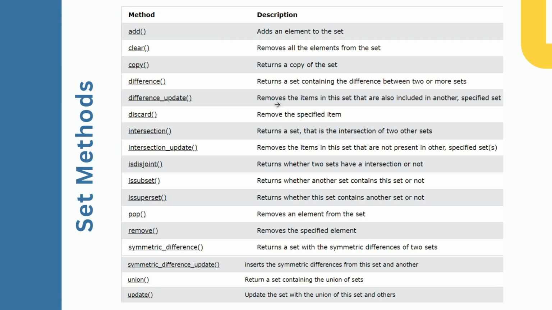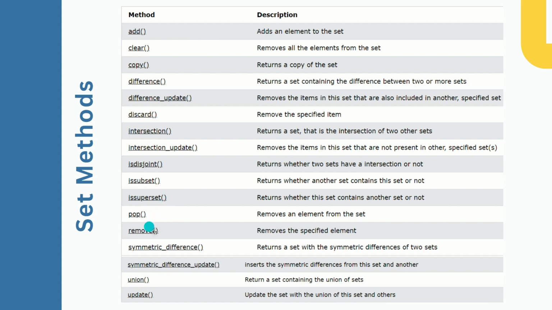Now set methods. So we saw the add method. The clear method will remove all the elements from the set. The copy method will return a copy of the set. Then we have difference and difference update, which we saw again. We also have the discard method, which will remove a specified item. There is intersection and intersection update, which we again saw previously. There is isdisjoint, which will return whether two sets have an intersection or not. Similarly, there is issubset and issuperset, returning if one set is the subset of another one or the superset of the other set.